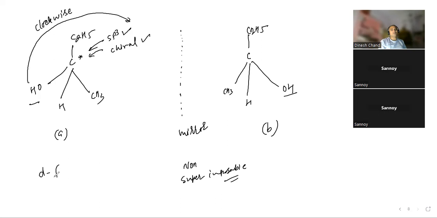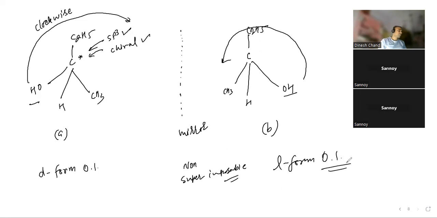So that is D form OI. Now this one rotates into the left direction, so L form OI, optical isomerism.